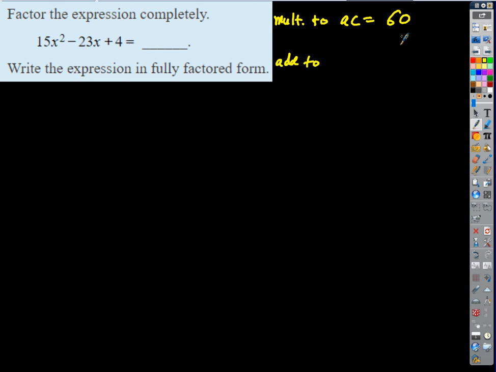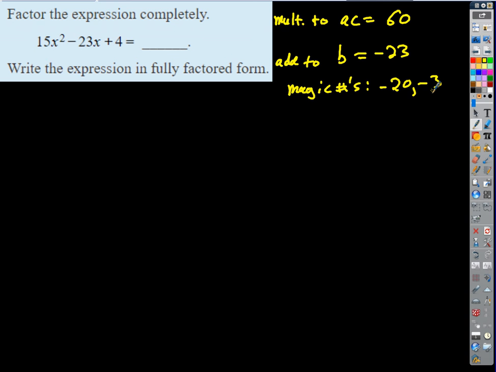60. All we care about are the coefficients, so 60, and they add to B. Okay, so then that means our magic numbers are what? Negative what, negative what? Negative 3 and negative 1... no, negative 20 and negative 3. Good, okay.